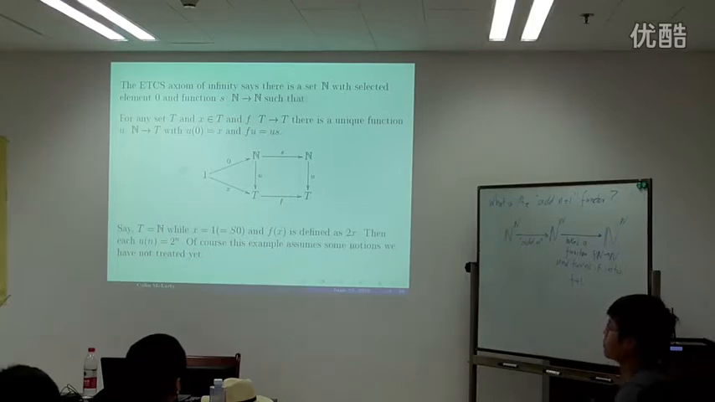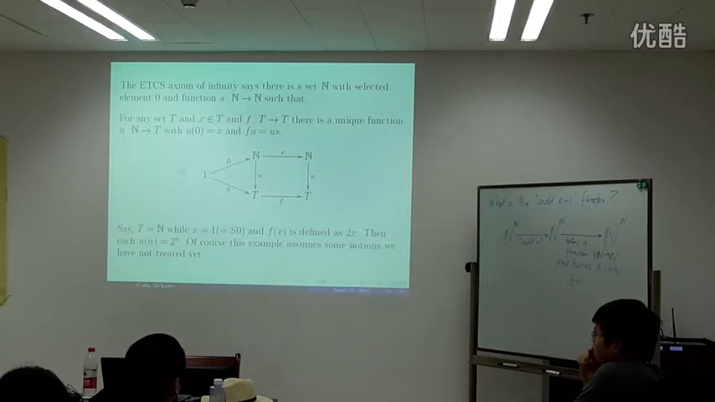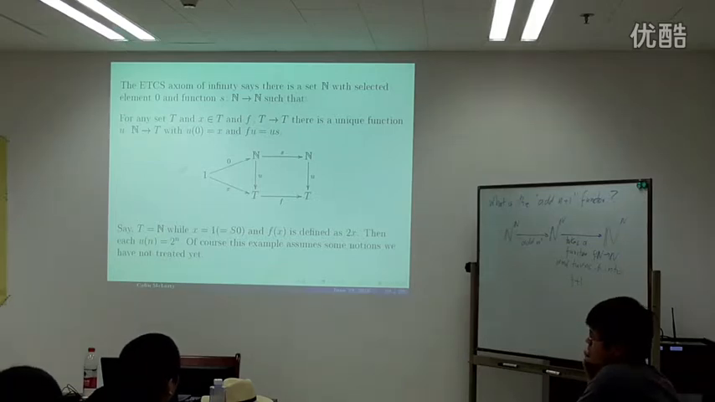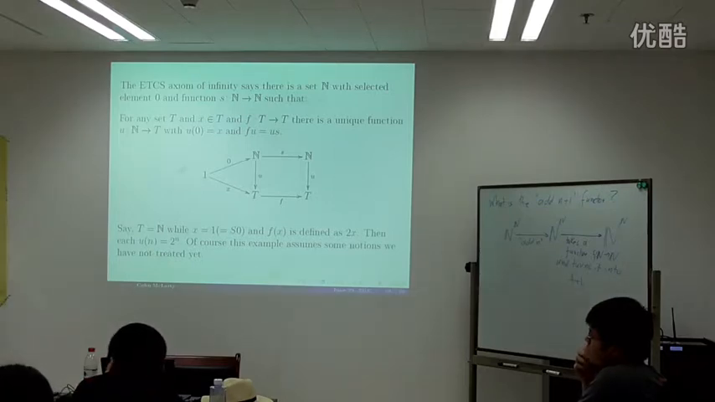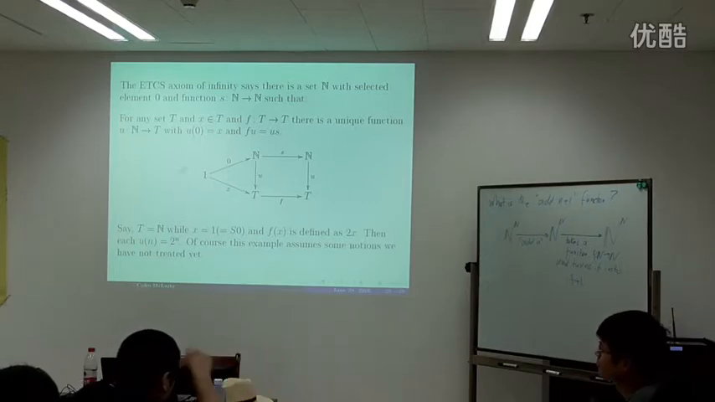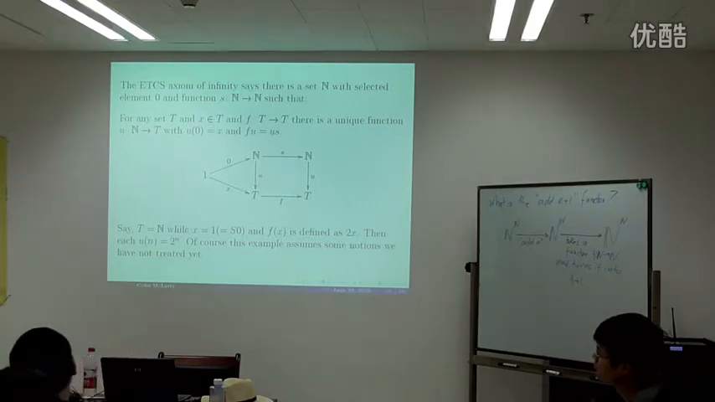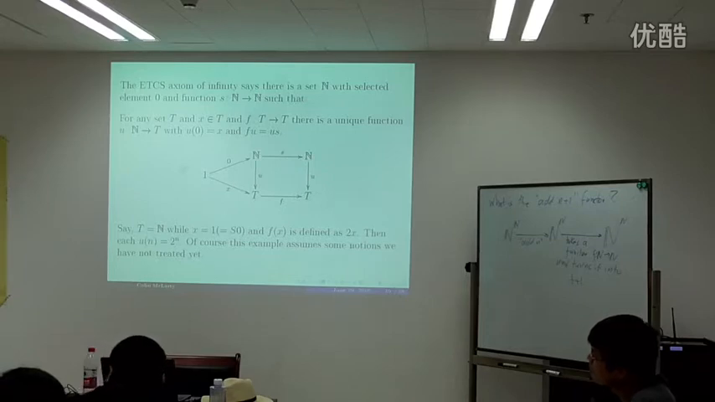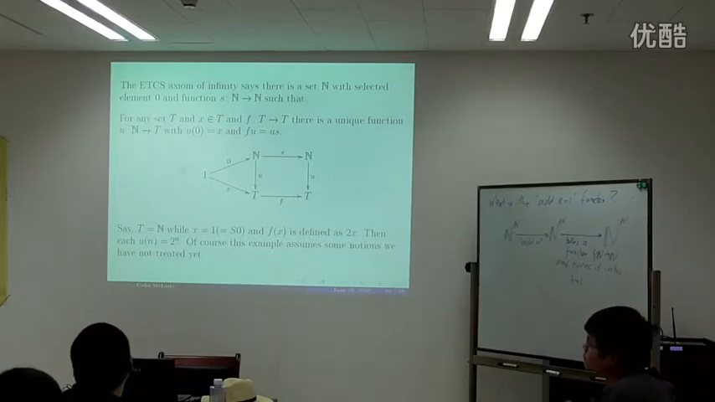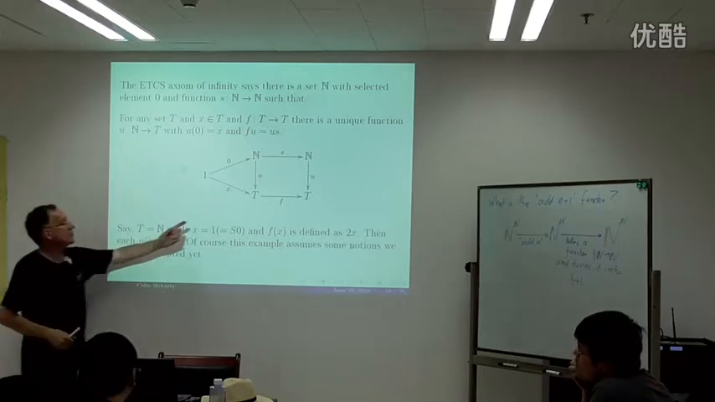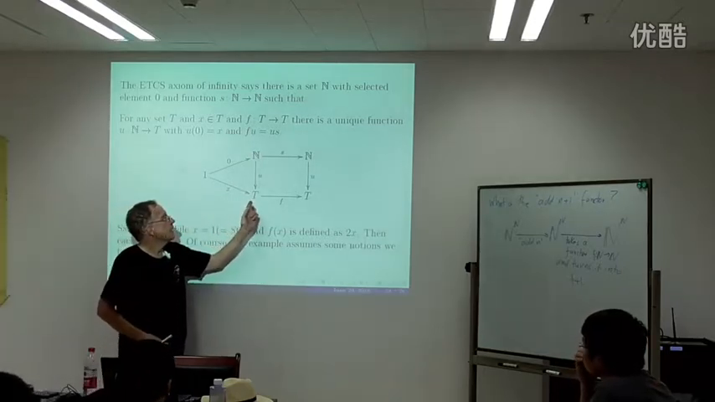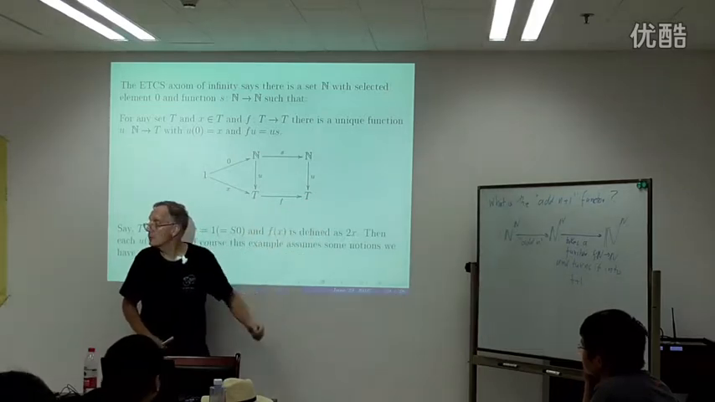That takes any h element of n to the n, which intuitively is just a function from n to n. This isn't precise, but I'm motivating it. And gives h followed by s from n to n. Right, that's what I need down here. I need to take a function from n to n and take it to the composite of that function with s.